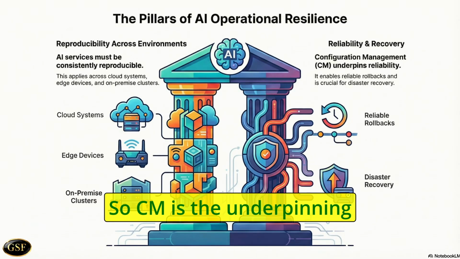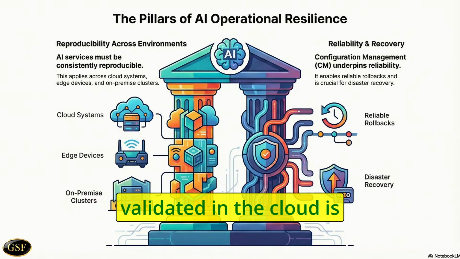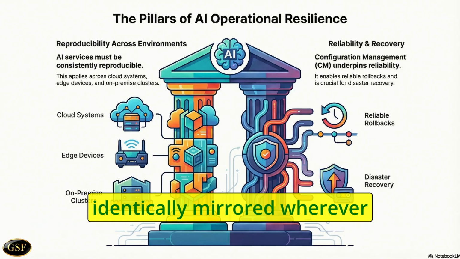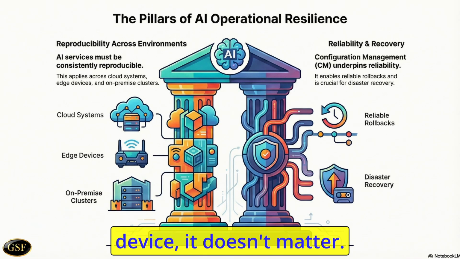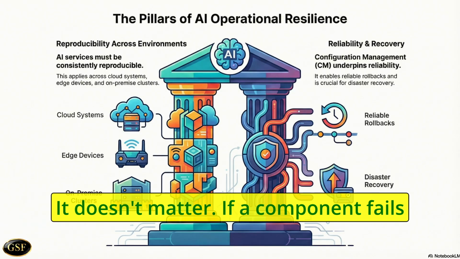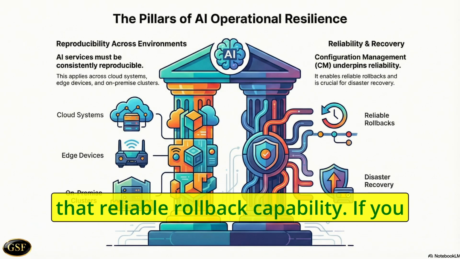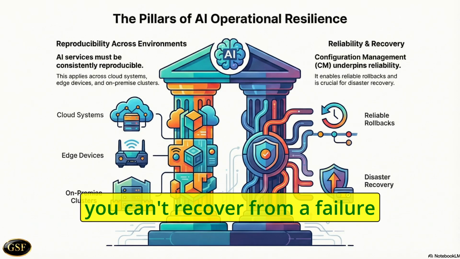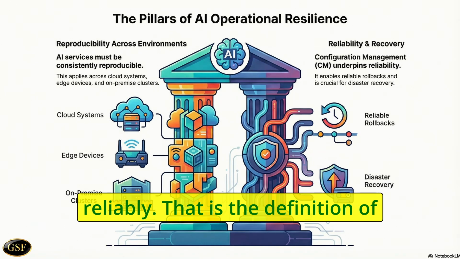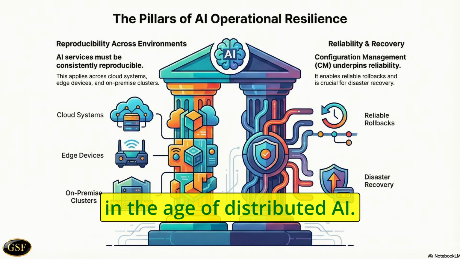It is. So CM is the underpinning technology that guarantees that the specific configuration you validated in the cloud is identically mirrored wherever that service is deployed. On-premise cluster, low-power edge device, it doesn't matter. It doesn't matter. If a component fails on one of those devices, CM ensures you have that reliable rollback capability. If you can't reproduce a working environment consistently, you can't recover from a failure reliably. That is the definition of operational resilience in the age of distributed AI.